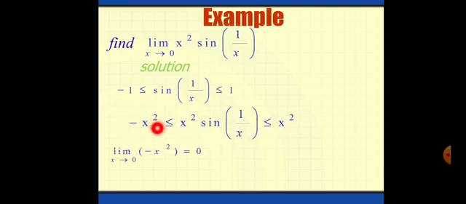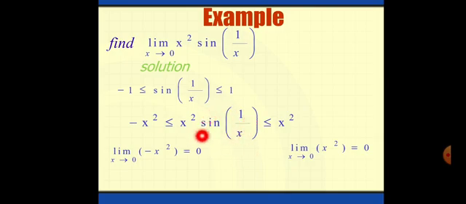Find the limit of the left hand side, negative x squared when x approaches 0. Use the direct substitution and you will find the answer is 0. Now the right hand side limit, limit of x squared when x approaches 0, from the direct substitution the result equals 0 as well. So the left limit and right limit equal 0.